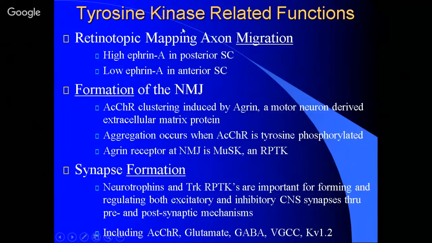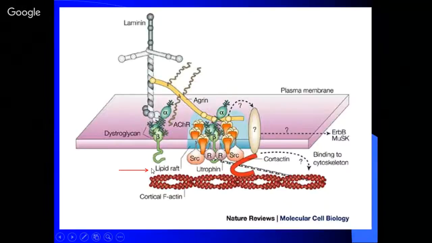When you look at the tyrosine kinases, it is retinotopic migration, okay? Formation of the neuromuscular junction, not activation of it, formation of the neuromuscular junction, synapse formation. I had already written these words. I just went back and underlined them. Here's agrin. This is the way you assemble a neuromuscular junction.